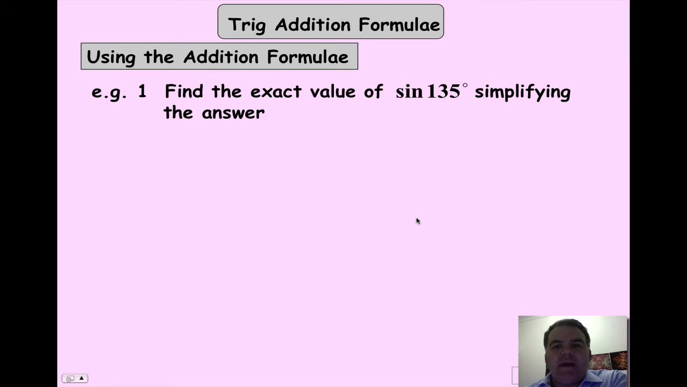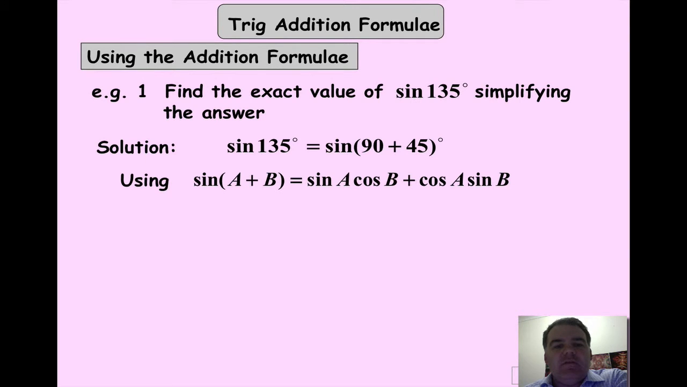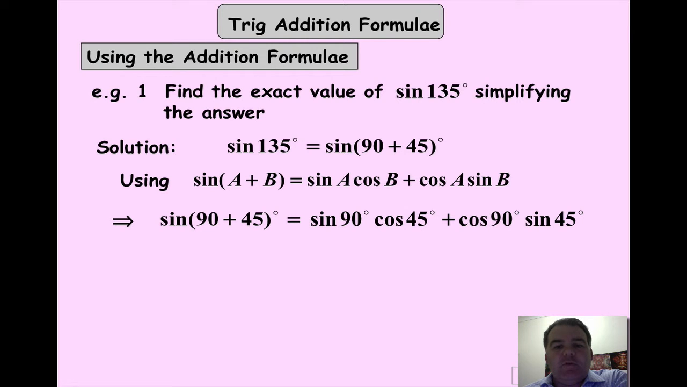Okay, so here's how we use it. What's the exact value of sine 135? Well, we could write sine of 135 as 90 plus 45. I know we could work out the exact value here like we did before, but using this identity of sine A plus B, we can then say sine of 90 plus 45 is sine 90 cos 45 plus cos 90 sine 45. I'm just using the identity that you've got given on your formula sheet. We know sine of 90 is equal to 1 and cos of 90 is 0. So that just gives us 1 over root 2.